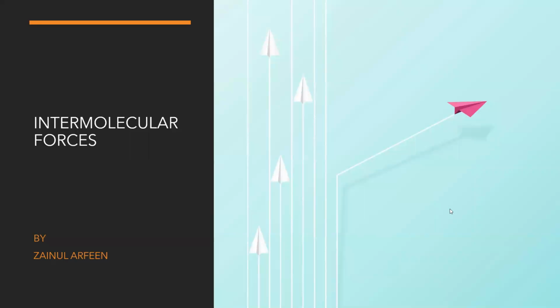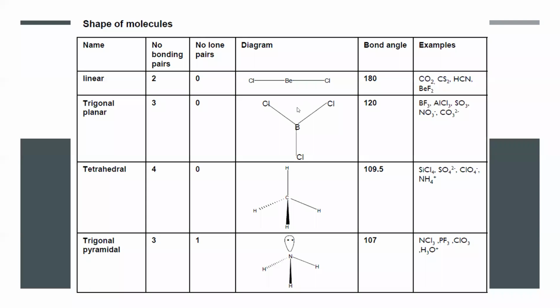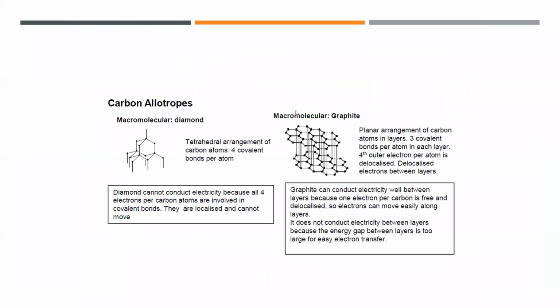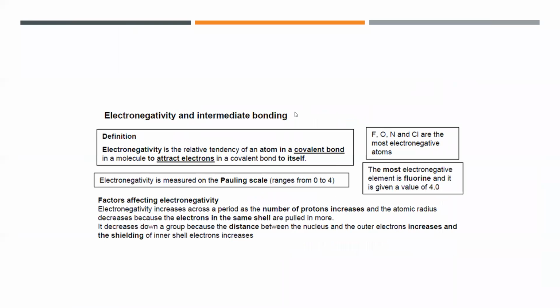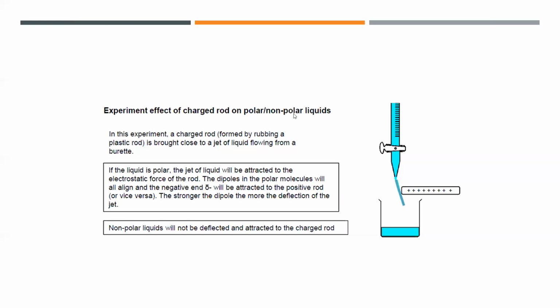This was intermolecular forces. We started last class basically. There are three types of intermolecular force: dipole force, dipole induced dipole, and hydrogen bonding. Last time we were discussing the hydrogen bond.